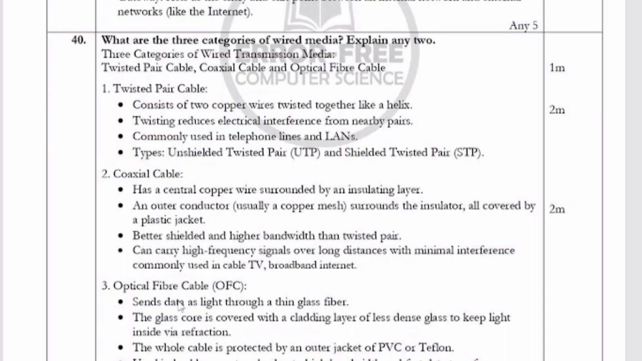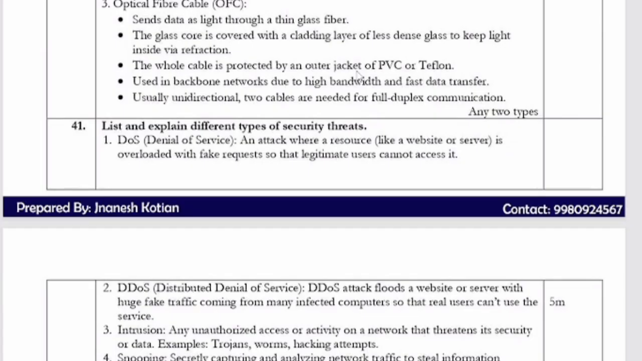Yes, today we are very fast. What are the 3 categories of wired media? Explain it. Again, easy questions. The 3 categories of wired transmission are twisted pair cable, coaxial cable, and optic fiber cable. Do not mention wireless, students. Be careful in the examination or interview. They are asking wired media: twisted pair cable, coaxial cable, optic fiber cable. How much can you explain?